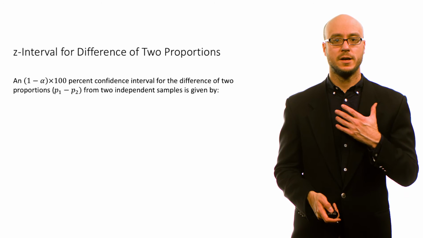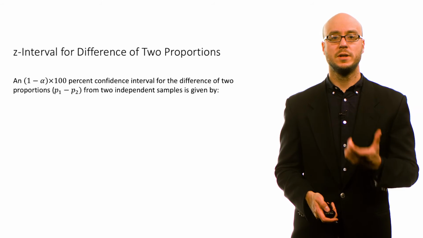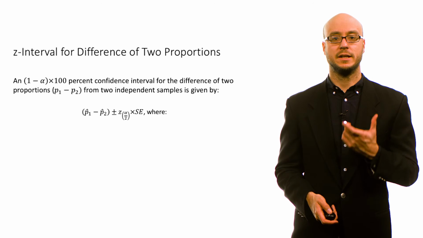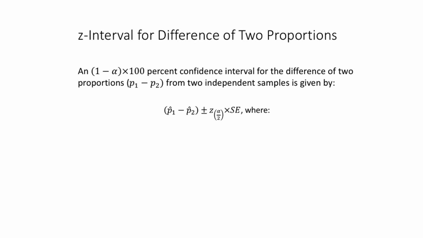So for the difference of two proportions for two independent samples, it's calculated in this way. You take your point estimate for the difference of proportions in the populations, plus or minus z alpha divided by 2 times the standard error. So you take p hat subscript 1 minus p hat subscript 2. That's a single number, plus or minus z alpha divided by 2 times the standard error. Just the same as before. You have a point estimate plus or minus a margin of error.